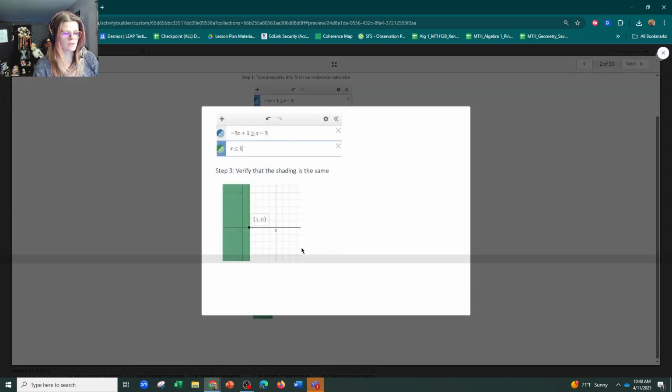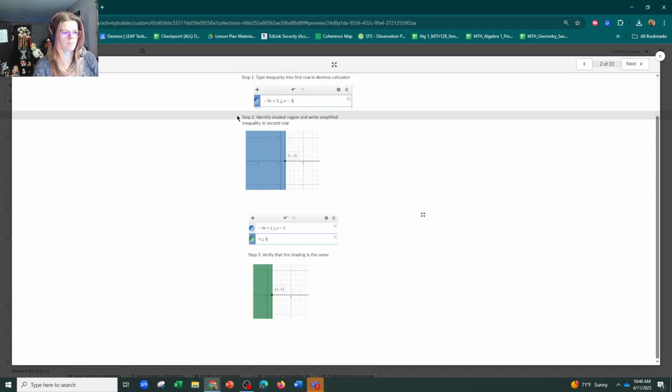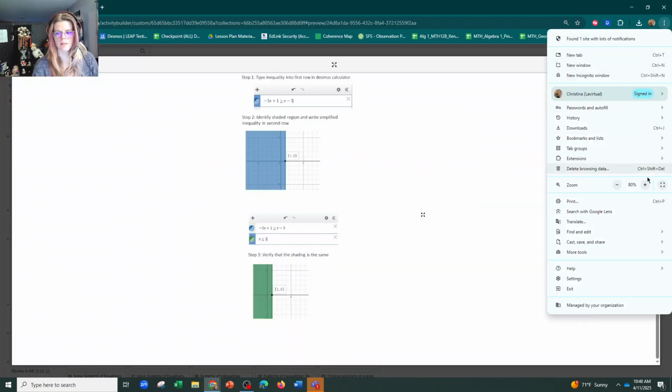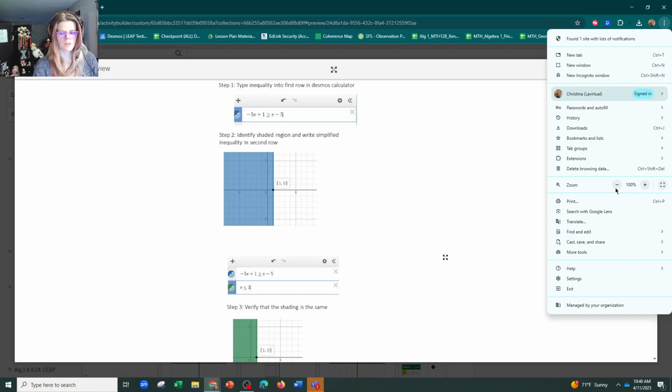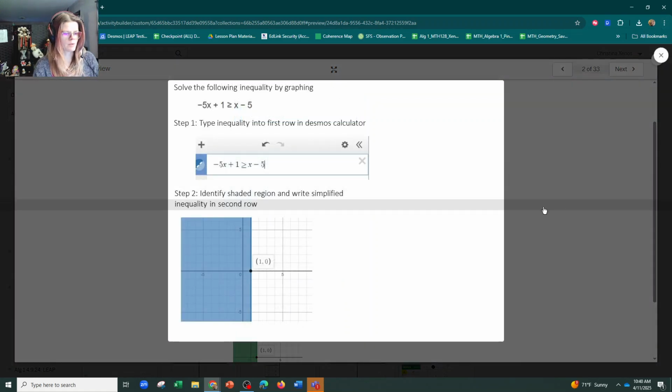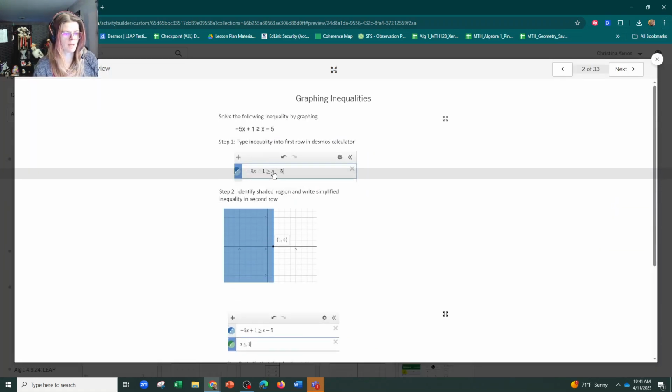and if you do click on these images, it will zoom in for you so you can get a better view. You can also change the zoom settings on your browser. I am always at 80%. But then you can get a better view of what it says.